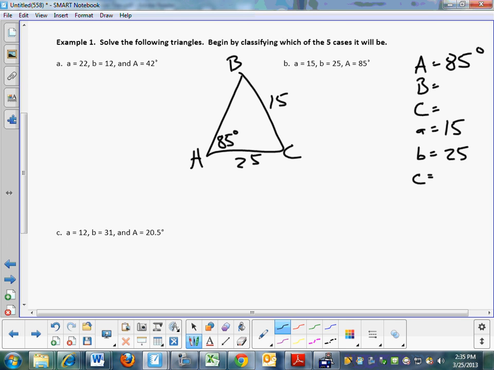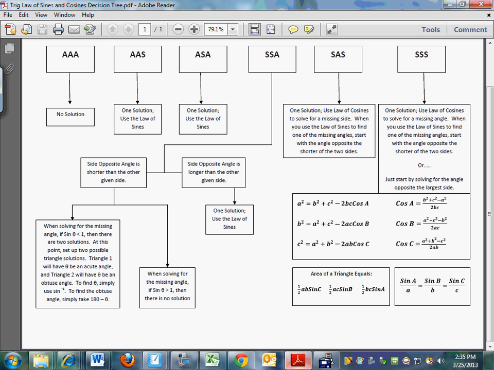It's shorter. So if you look on my flow chart, we start here, side, side, angle, we go down. Side opposite angle is longer? Nope, that was one we just had. That's one solution. Side opposite angle is shorter? Ooh, then we either have no solution or we have two solutions.